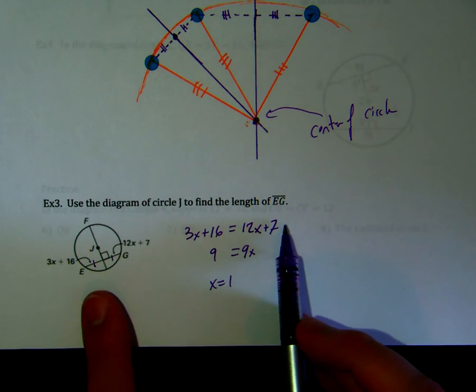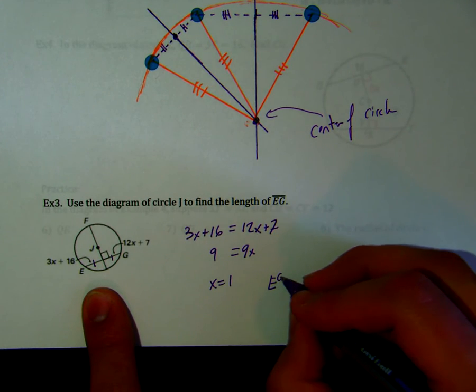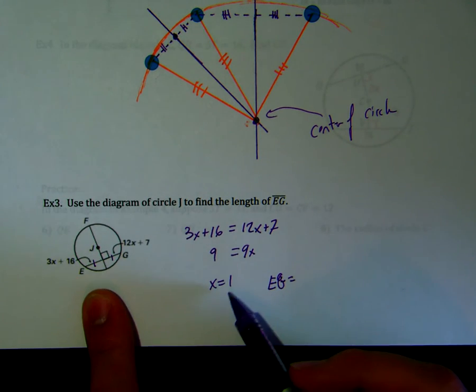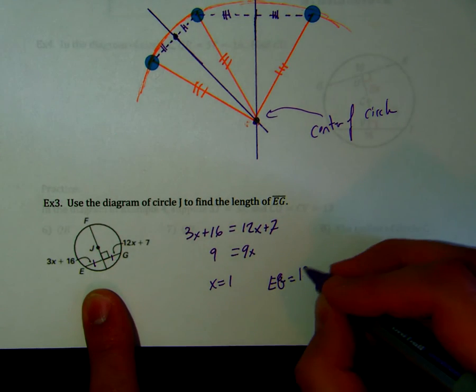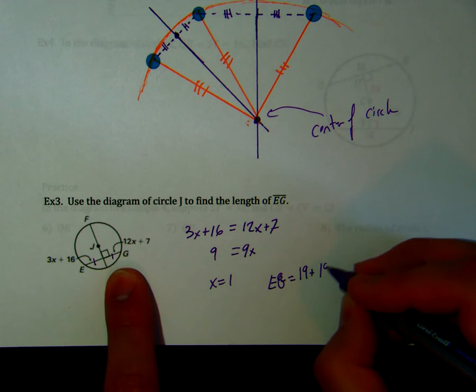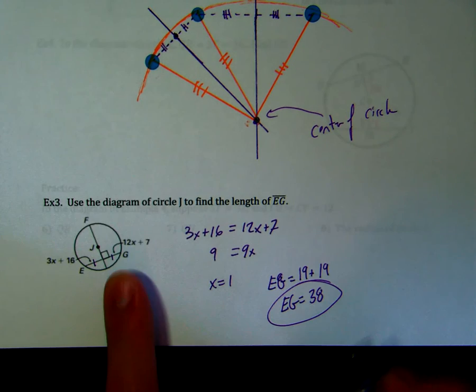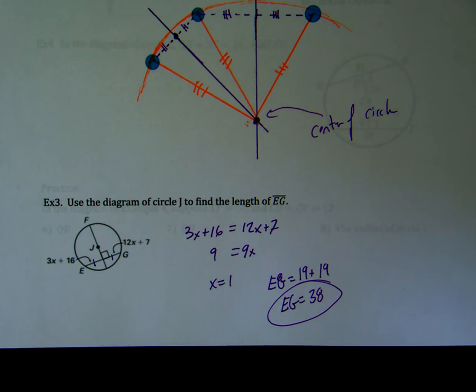We want EG. EG is the sum of these two smaller chords. So x is 1, so this is 3 plus 16, this is 19, plus this element should also be 19. So EG is 38. All right, good.